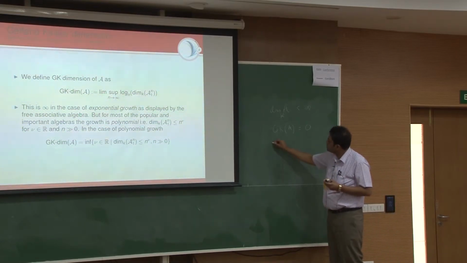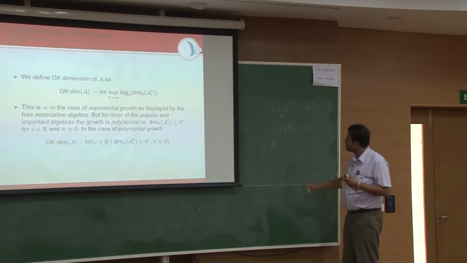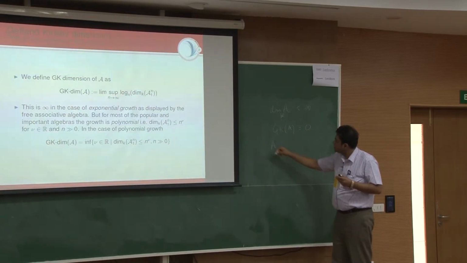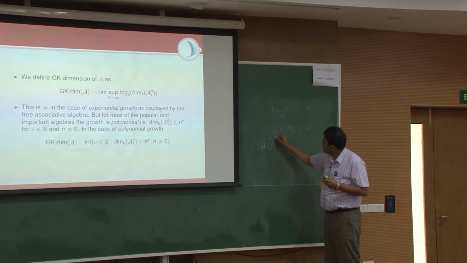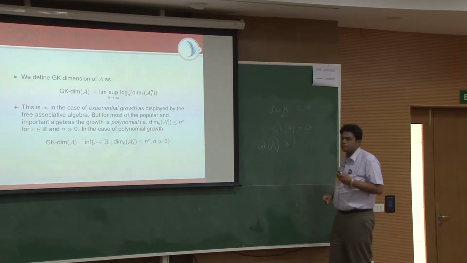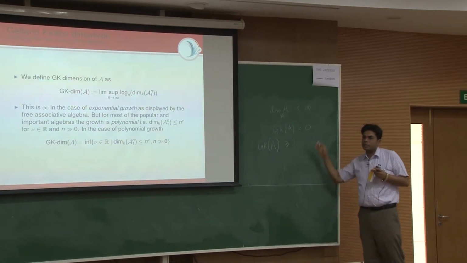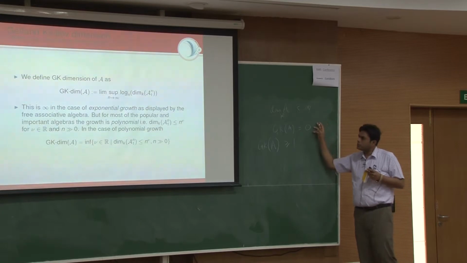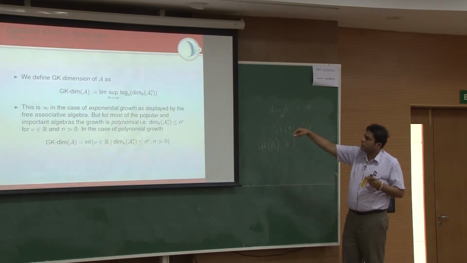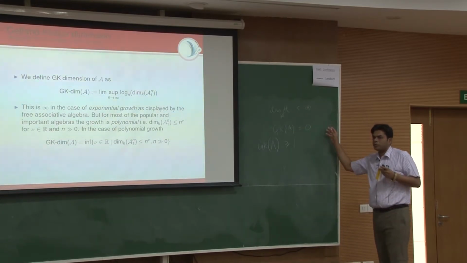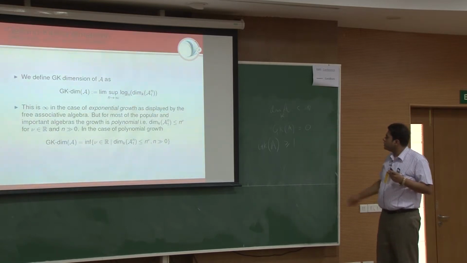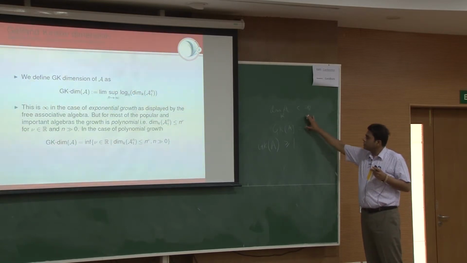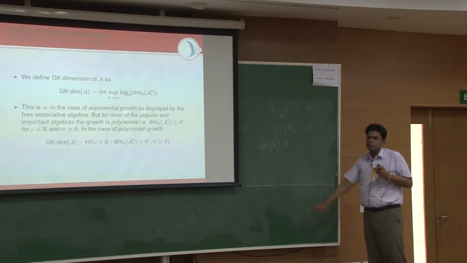The first one is that for any affine algebra A, which is not finite dimensional, GK dimension will be at least 1. So it means that if the algebra is finite dimensional, it will stop growing, and so the Gelfand-Kirillov dimension, which is the asymptotic growth rate, will be 0. If it is growing, if it's infinite dimensional, it will be at least 1.